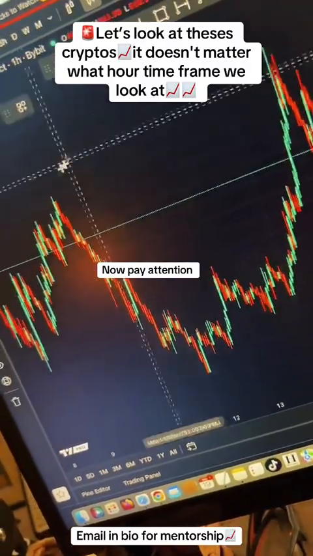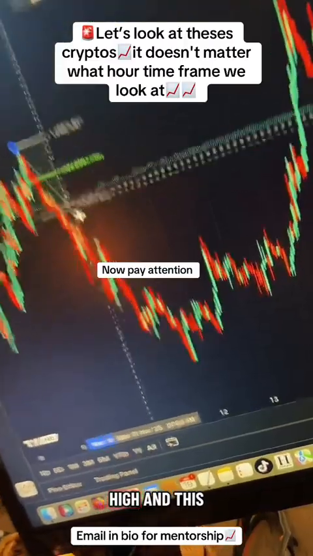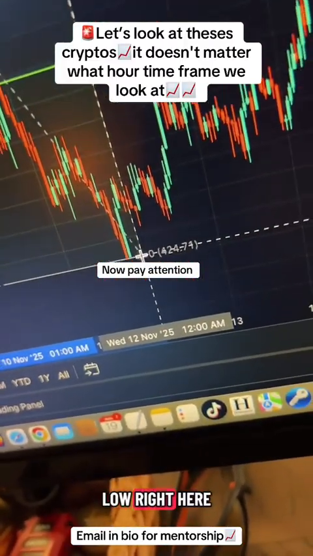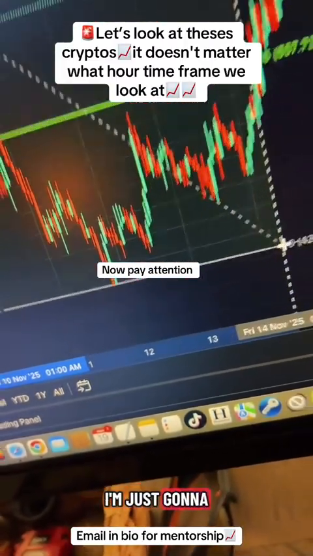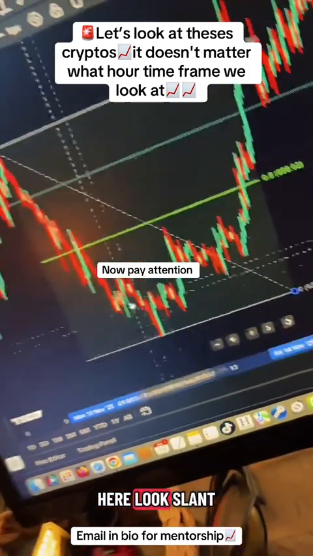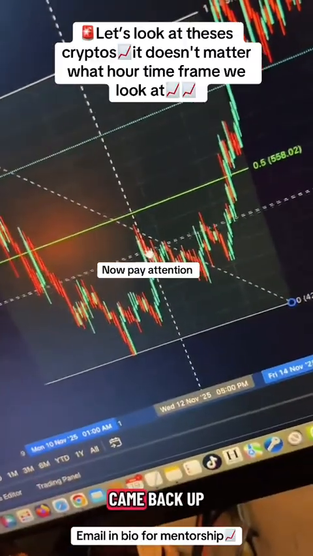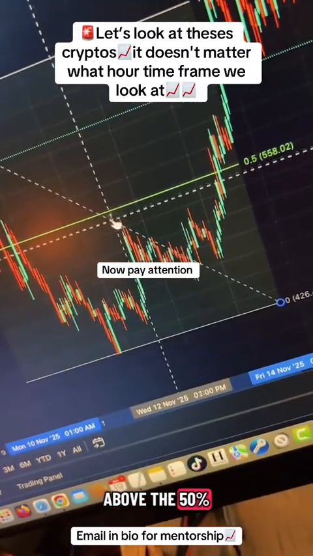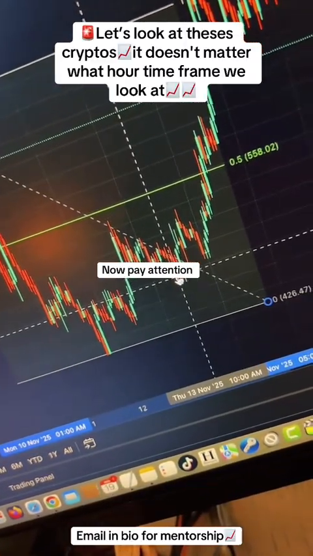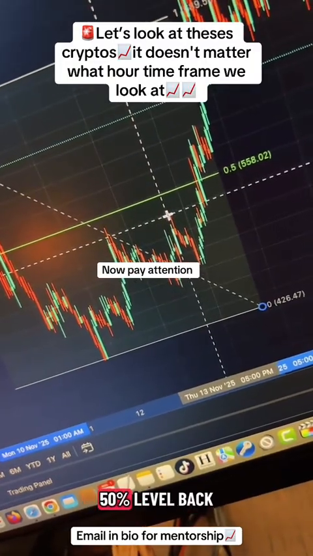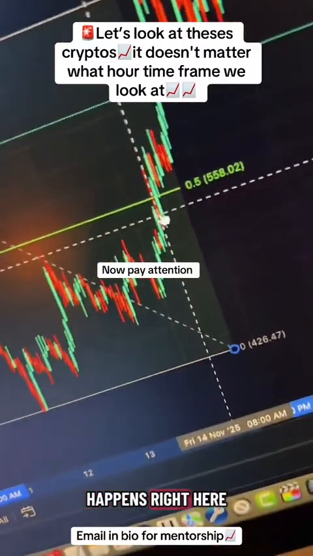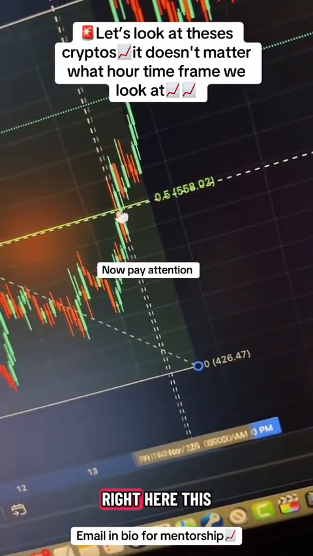Watch. This is the high and this came down here and formed this low right here. Look, I'm just going to drag this out here. Slant. As it came back up here, it couldn't get above the 50% level. Back down. Couldn't get above the 50% level. Back down. Look what happens right here. I can't make this stuff up. Look what happens right here.